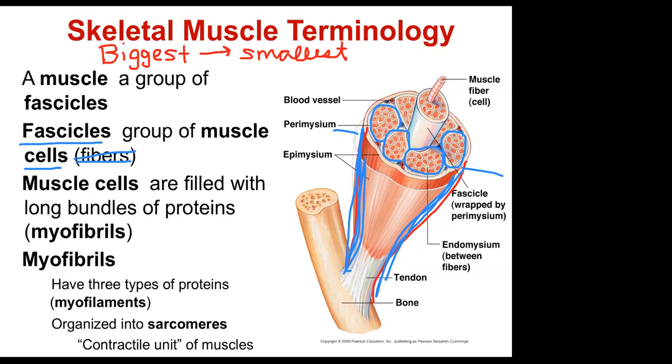Now these muscle cells, grouped in fascicles, are actually themselves filled with proteins. So in this image, I just highlighted where we have a single muscle cell expanding out from a fascicle. And if we were to look inside of that cell, we'll see that the cell itself is filled with long bundles of proteins. And these long bundles of proteins are called myofibrils. So it's just an example of protein cables that span the whole entire length of the cell.